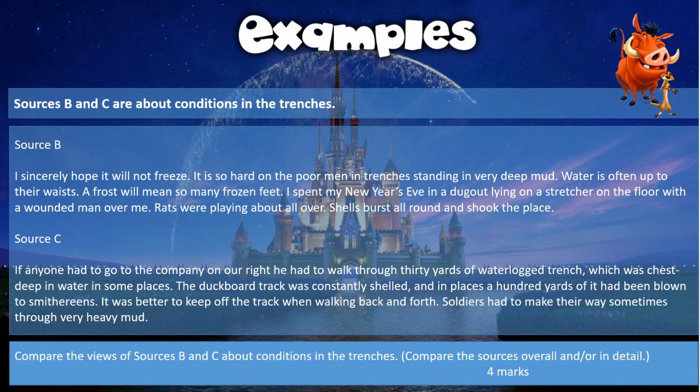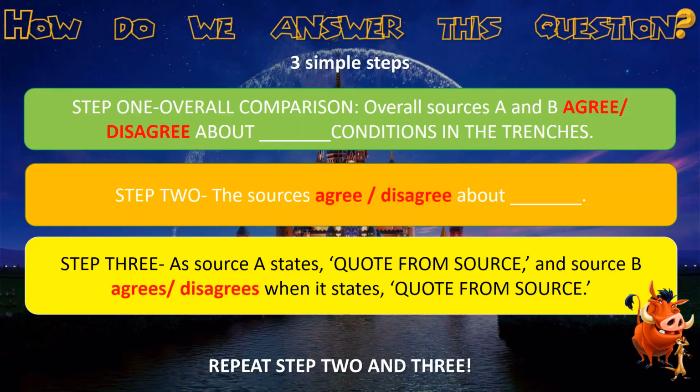So your question is, compare the views of sources B and C about conditions in the trenches. So the template you're looking to use here to help you. So overall sources A and B agree / disagree about conditions in the trenches. So you need to decide if they either agree or they disagree. The sources agree / disagree about, so say something that they agree or disagree about, and then try and find the quotes to match that.